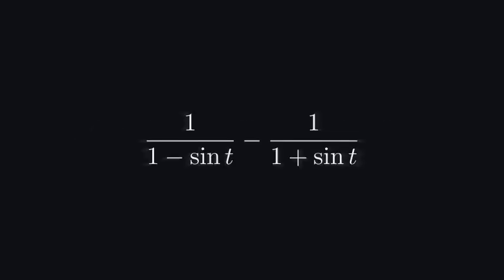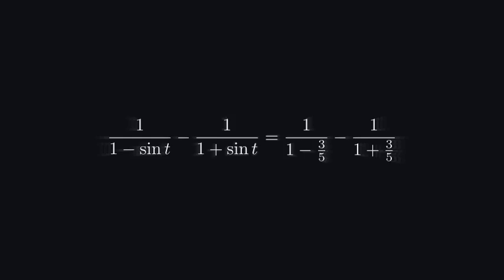Now we substitute sin of t equals 3 over 5 into the expression. We replace every sin of t with 3 over 5. 1 over 1 minus sin of t, minus 1 over 1 plus sin of t, equals 1 over 1 minus 3 over 5, minus 1 over 1 plus 3 over 5.